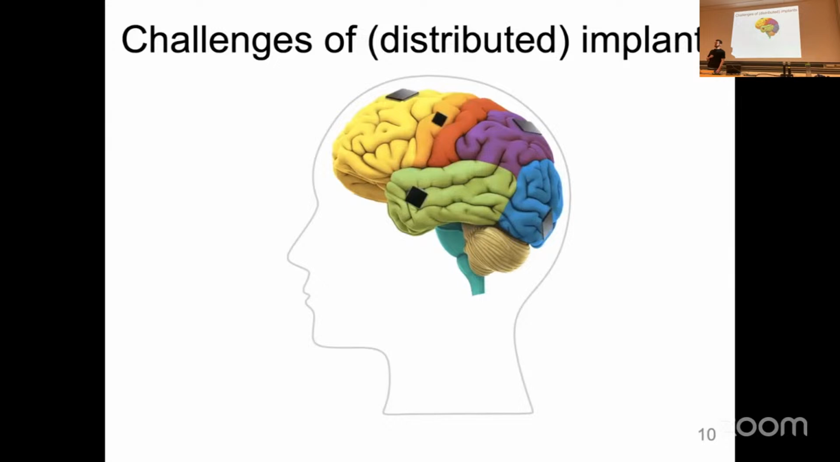Then challenges of distributed implants or implants in general. Firstly, we mostly have time-sensitive applications. So you can imagine if a patient has a seizure and we want to mitigate this by providing neural feedback, we have some latency requirements. So we assume, or the authors assume for this paper, tens of milliseconds of latency.